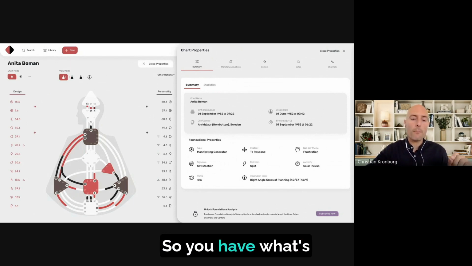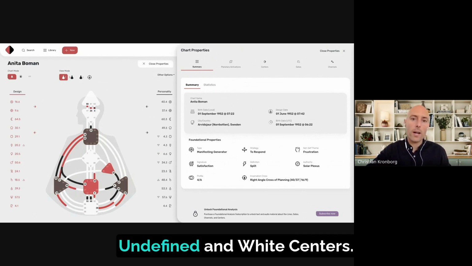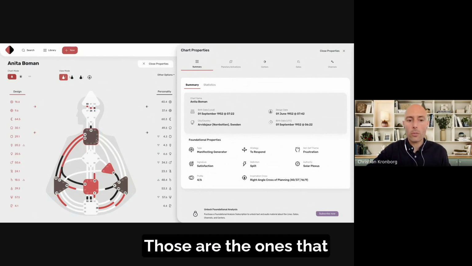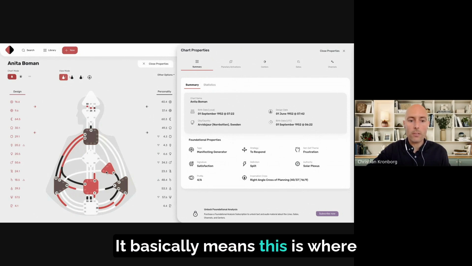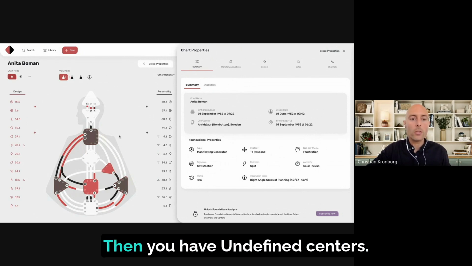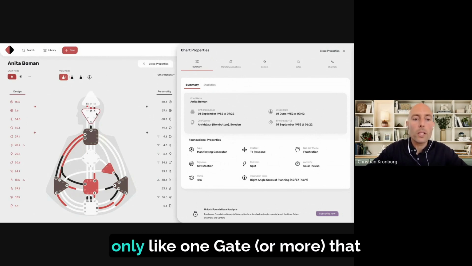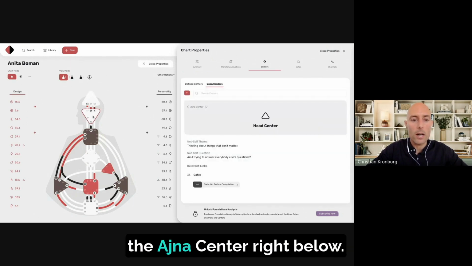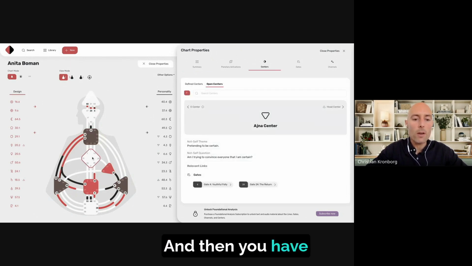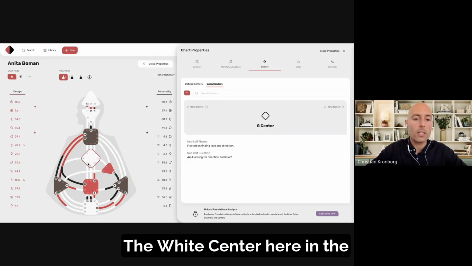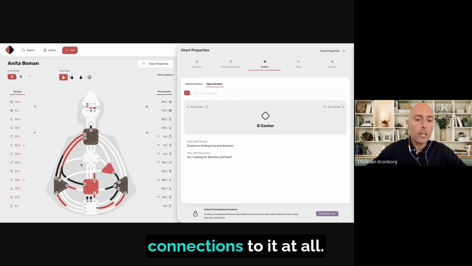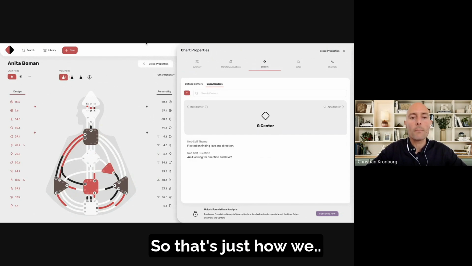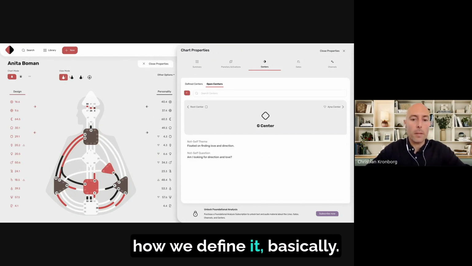So you have what's called defined, undefined, and white centers. You have defined centers, those are the ones that are colored in. It basically means this is where you have consistent energy. Then you have undefined centers. Those are the ones where there's only one gate that is activated. This could be the head center or the action center right below. And then you have a white center. The white center here in the middle is where there are no connections to it at all. So that's just how we define it basically.